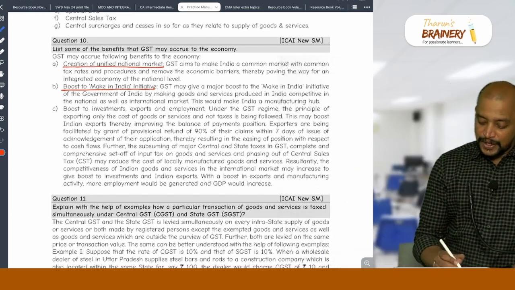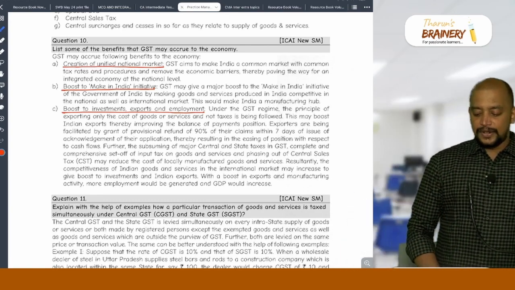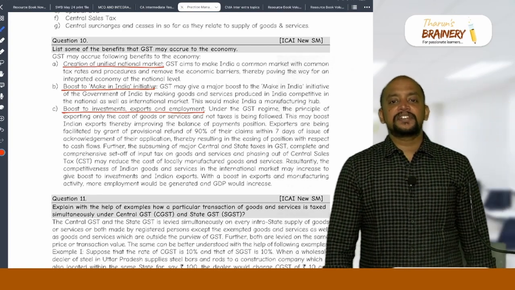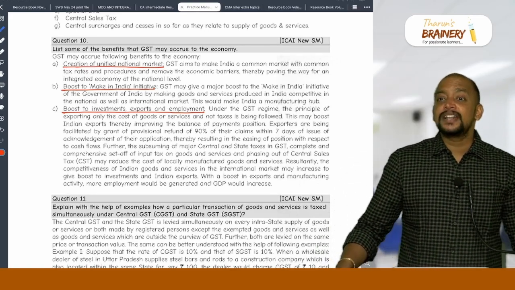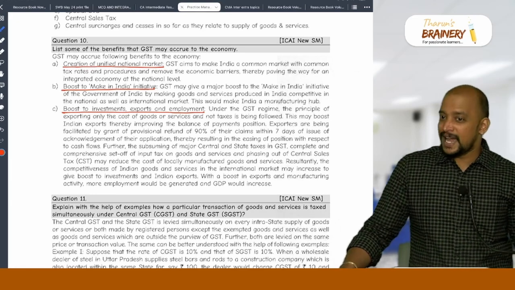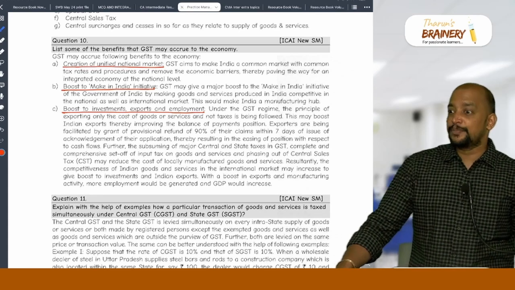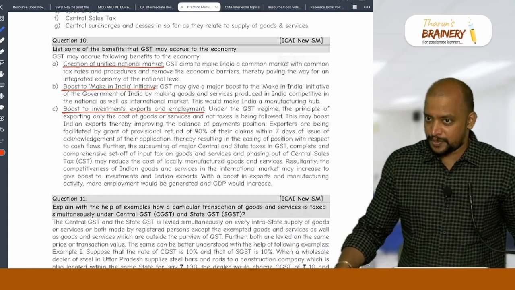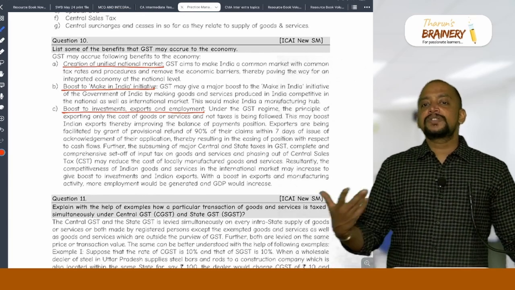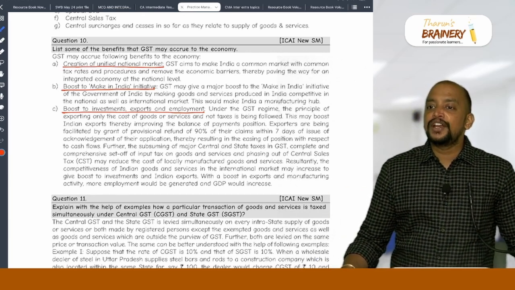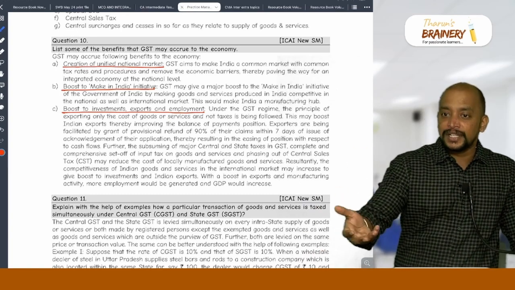Then, boost to investments, exports and employment. For exports, yes, they have given a lot of benefits. We already discussed this in yesterday's class. What is that? Refund to make the burden zero. Two options are available: pay IGST and get a refund of that IGST, or don't pay IGST and get a refund of ITC. Many such benefits are given to exporters, so that will encourage exports. When exports are encouraged, people will be willing to start export business and manufacturing, and that in turn will give employment to various people.